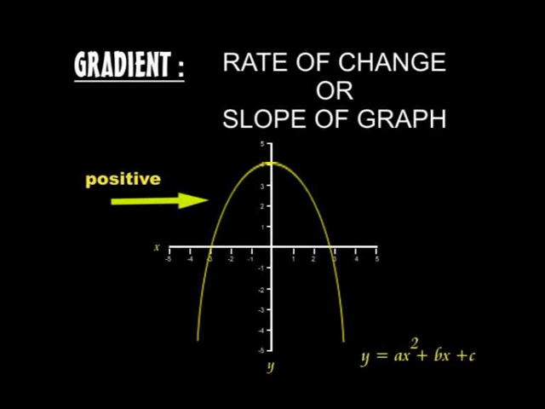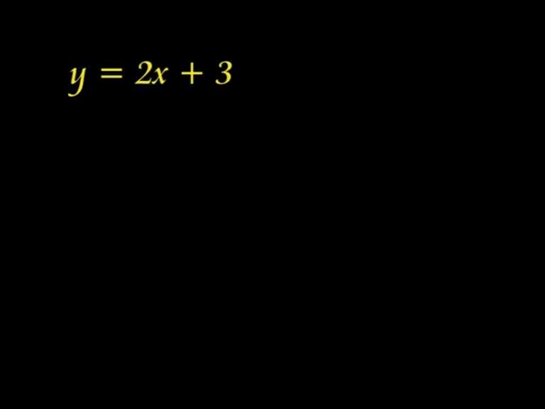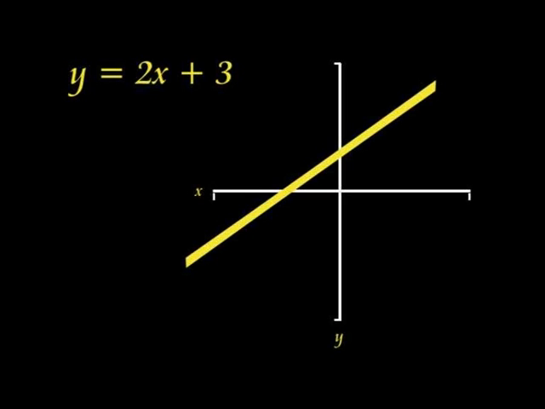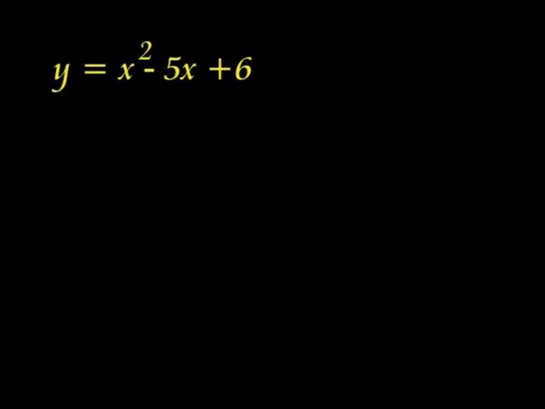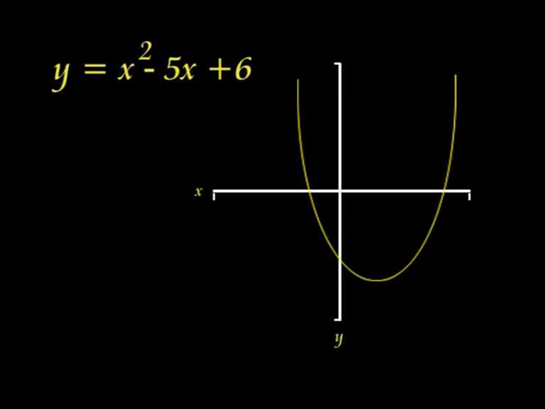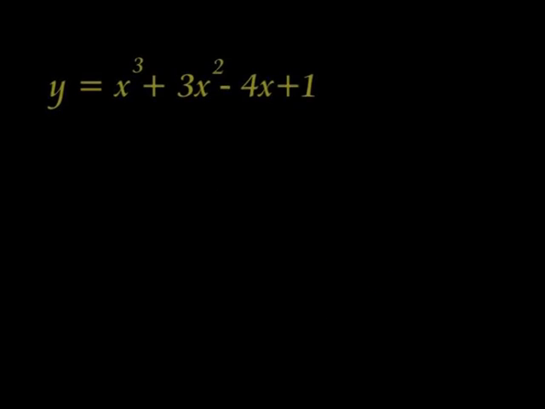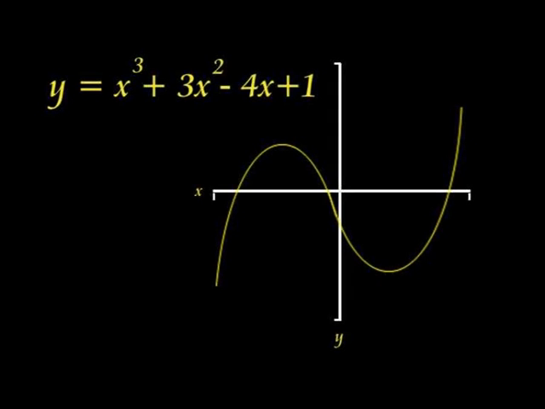In the previous illustrations, it became evident that the slope of the graph is determined by the shape of the graph, and the shape of the graph depends on the equation determining the graph. y = 2x + 3 has the shape. y = x² − 5x + 6 has the shape. y = x³ + 3x² − 4x + 1 has the shape.